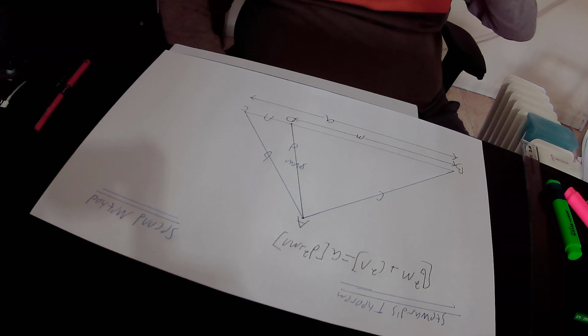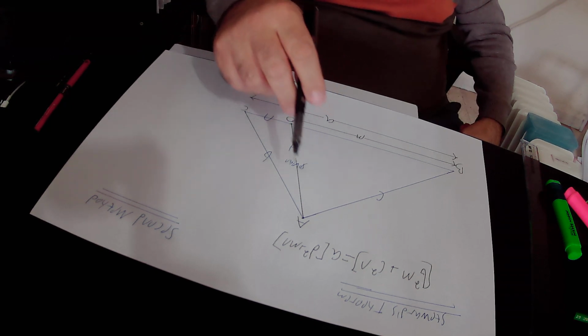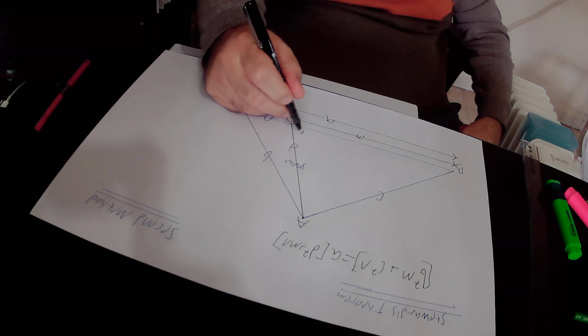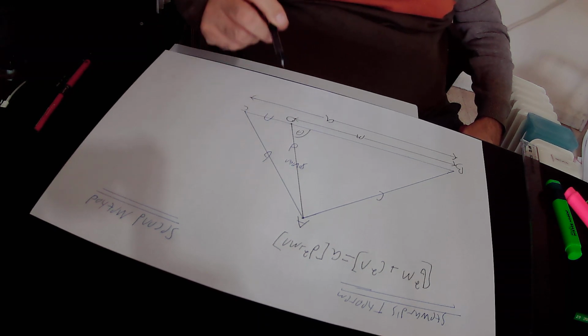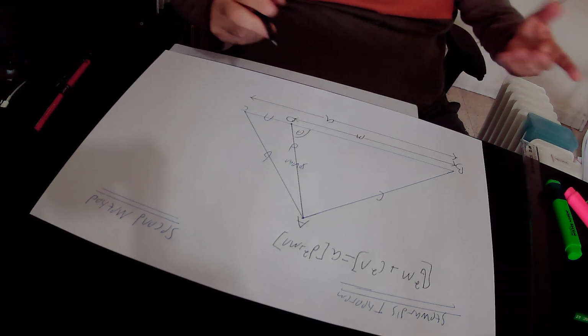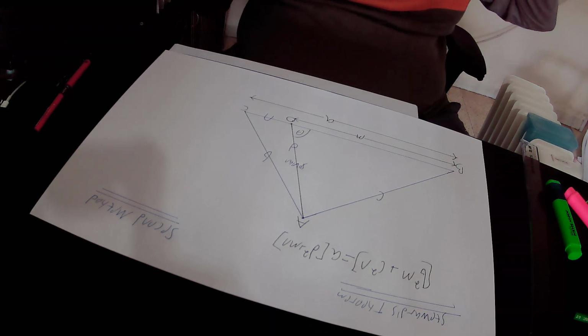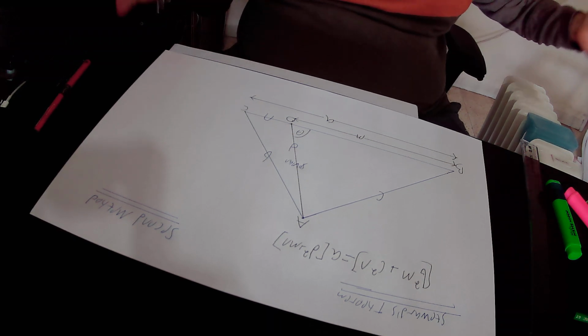Okay, so the first step, we define angle ADB, this angle is theta. We know that BC is a straight line, and we know that the sum of the angles on one side of a straight line must be equal to 180 degrees.